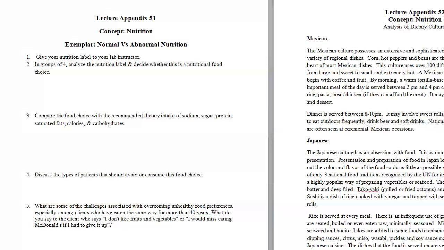There were some handouts in your lesson plan with these appendices, and according to the American Heart Association, the maximum amount of added sugars you should eat in a day is about 37.5 grams for men and about 25 grams or 6 teaspoons for women.